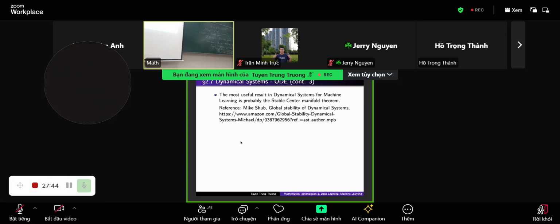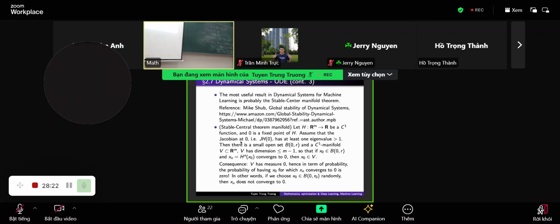And maybe the most useful result in dynamical systems applied to machine learning and deep learning is the so-called stable center manifold theorem. If you want a good reference, you can look at my book for the global stability of the system, which is kind of a standard reference when you want to talk about stability of dynamical systems. The theorem is, I think, in chapter 3 of this book. And this is the theorem.